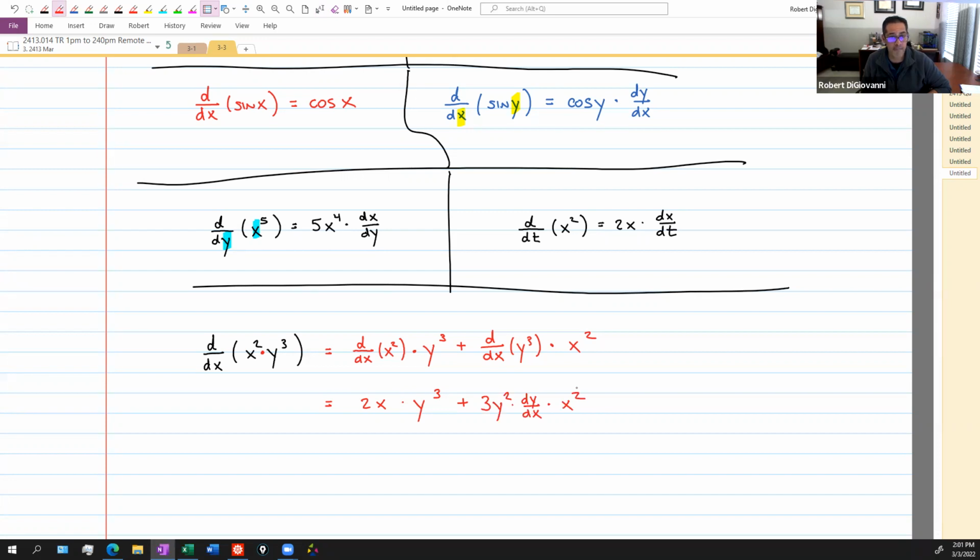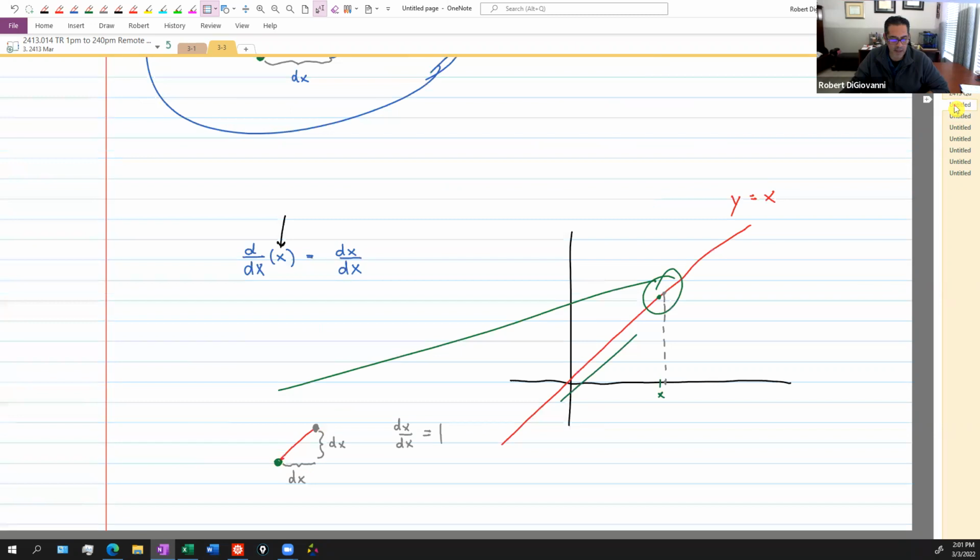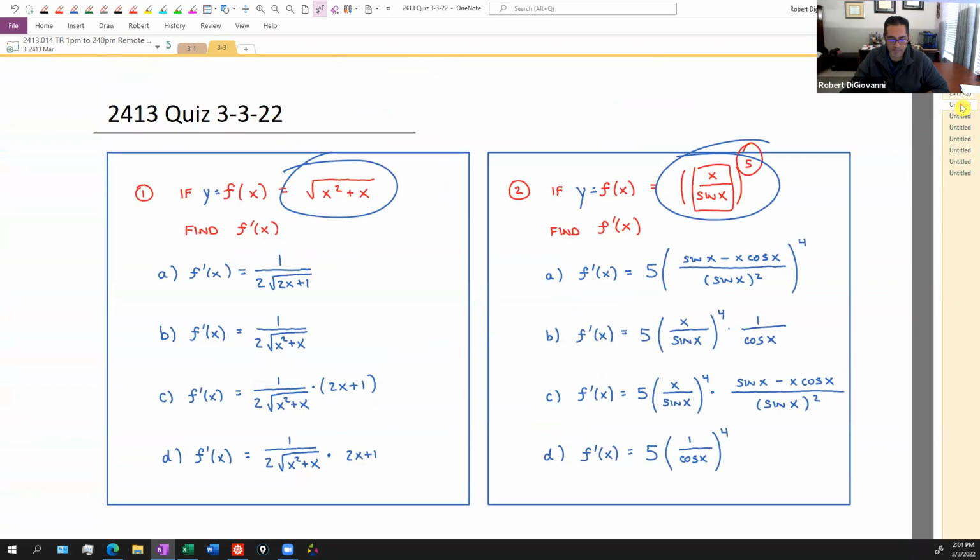Okay. So I think this illustrates how important this notation is. This d dx or d dt or d dy tells you the variable you're differentiating with respect to, right? It's very important. And that's why that notation is preferred when you're doing implicit differentiation. If you're just using the other notation, it doesn't make clear what the variable is.